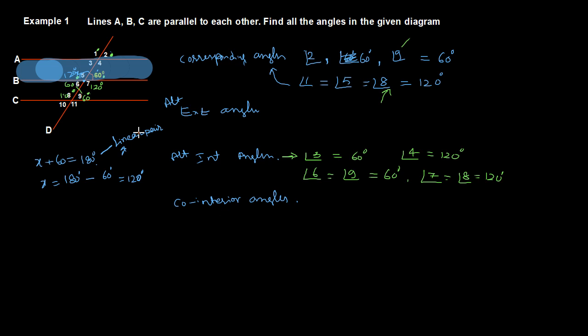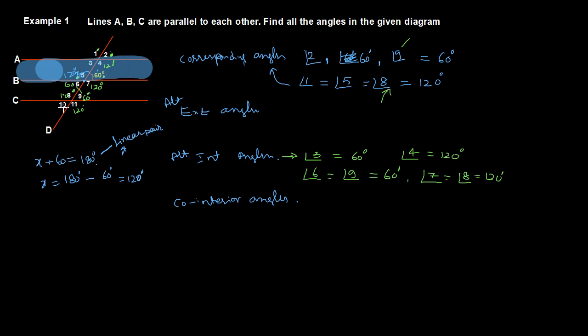Coming back to the same thing again, there are different ways of doing this. So let's just take corresponding angles itself. Angles 10, 6 and 3 are corresponding angles. Angles 11, 7 and 4 are corresponding angles. We know 7 is 120, so corresponding angle, this should be 120, that should be 120.